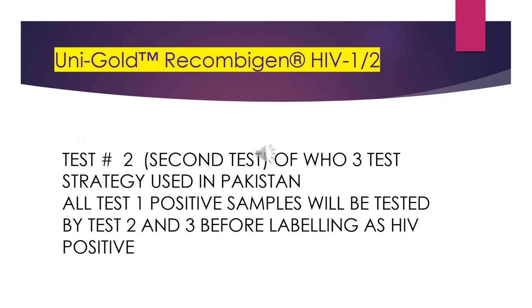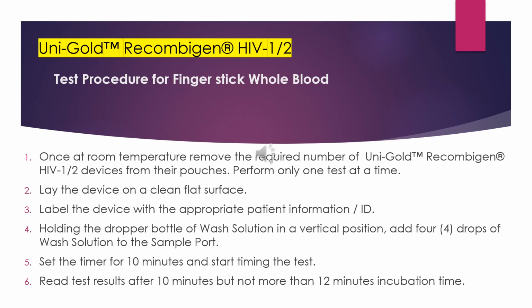The second test of the WHO strategy is the Unigold recombinant HIV 1-2 test. This test has to be done if the first test, that is the combo test, is positive, and the finger prick and the procedure for collection of the sample remain the same. For the Unigold recombinant test, the collection and diagnostic procedures remain the same.